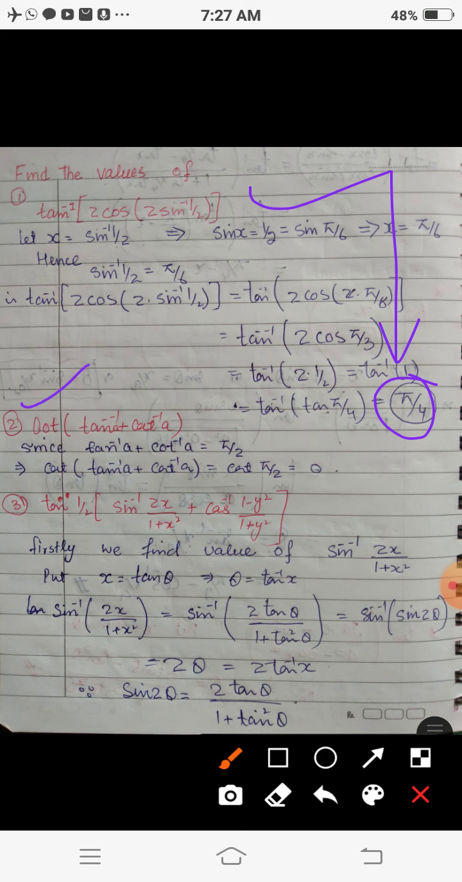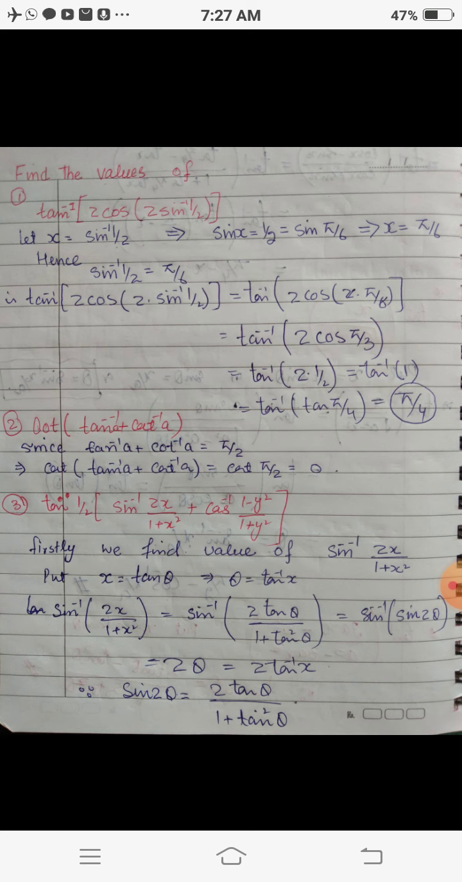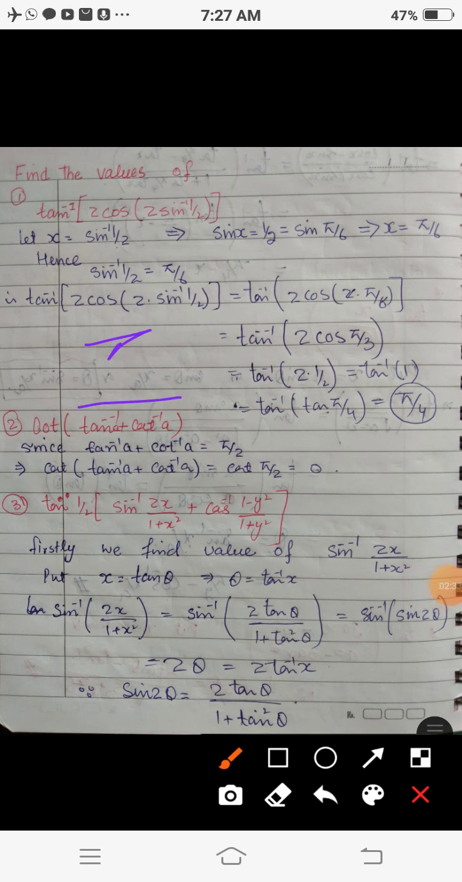Now the second one is, find the value of cot of tan inverse of a plus cot inverse of a. You know that by using the property tan inverse of x plus cot inverse x is pi by 2, which implies that cot of tan inverse of a plus cot inverse a is simply cot pi by 2, because the angle for this cot is tan inverse a plus cot inverse a, which is pi upon 2. So its value is simply cot pi by 2. Cot pi by 2 is 0, so its value is 0, which is the principal value also.